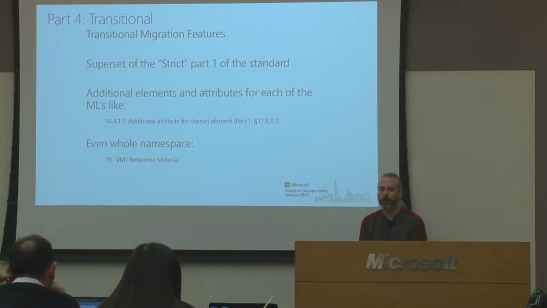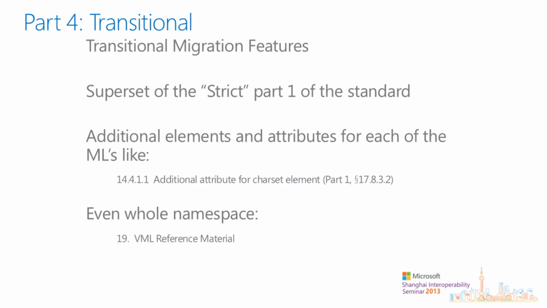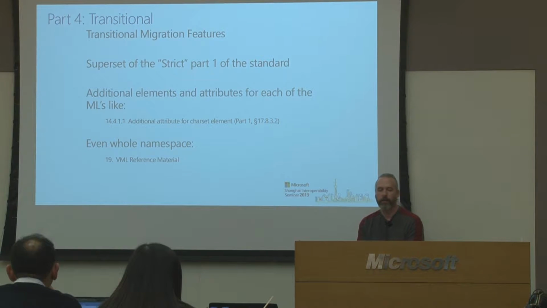Okay. And then part 4 is the transitional. I mentioned this earlier. Part 4 is the transitional specification. It describes all the transitional migration features that allow new versions of the application to continue to be backwards compatible, as I said before, with older versions. And in this part, for each of the markup languages, you will find things like additional attributes to existing elements or additional elements. There is actually even an entire namespace in this part, and that's the VML reference.